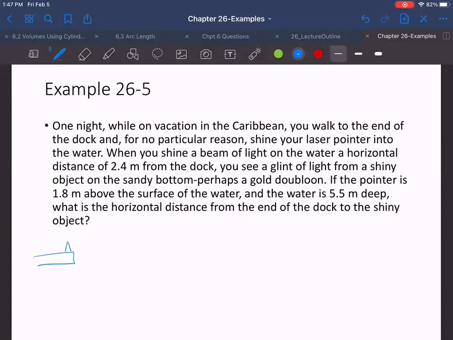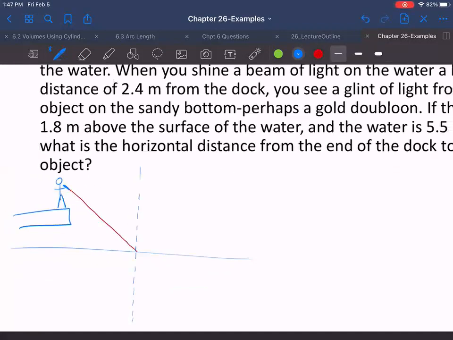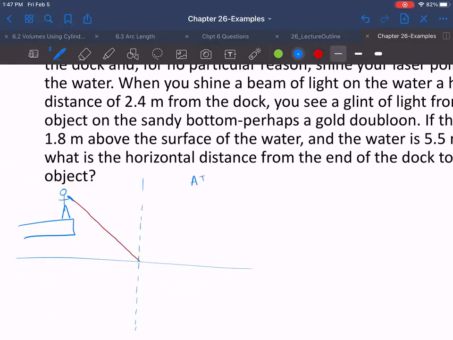So we have a dock here. You're standing here. You've got your nifty new laser pointer. You shine the beam of light over the water, at a horizontal distance of 2.4 meters. So here comes our light. Which way is it going to bend? This is our normal. Toward or away from the normal? Right, this is air, and this is water. It's going to bend toward the normal. So it's going to bend like this and go down and apparently hits something on the bottom of the water there.